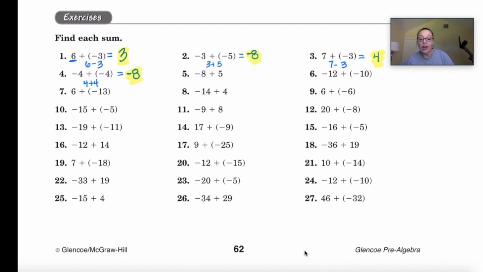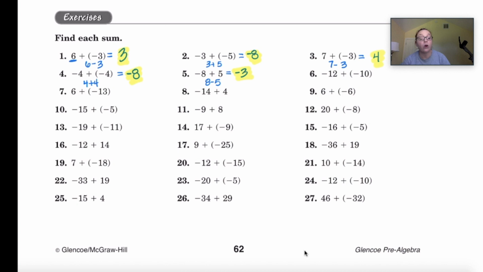Looking at number 5, we have -8 plus 5. Those signs are not the same, they're different. So I'm just going to find what is 8 minus 5. 8 minus 5, remember, is 3. And then I look, do I have more positives or more negatives? Well, I have more negatives. So this would be -3.